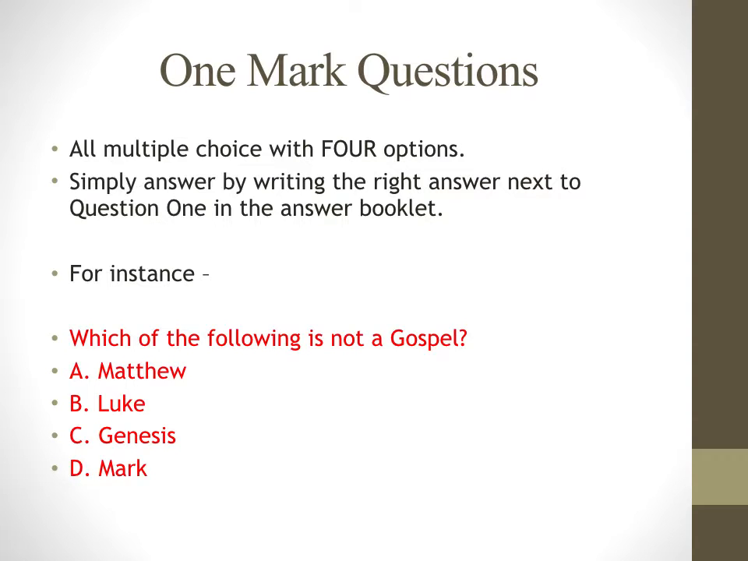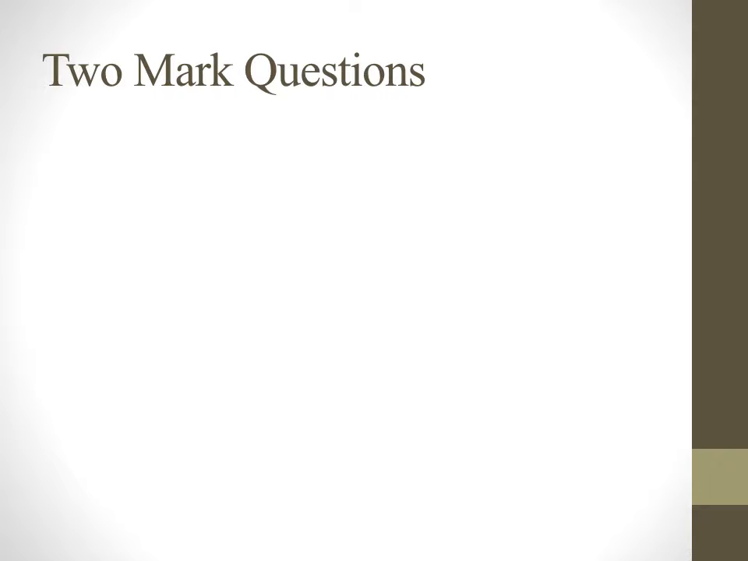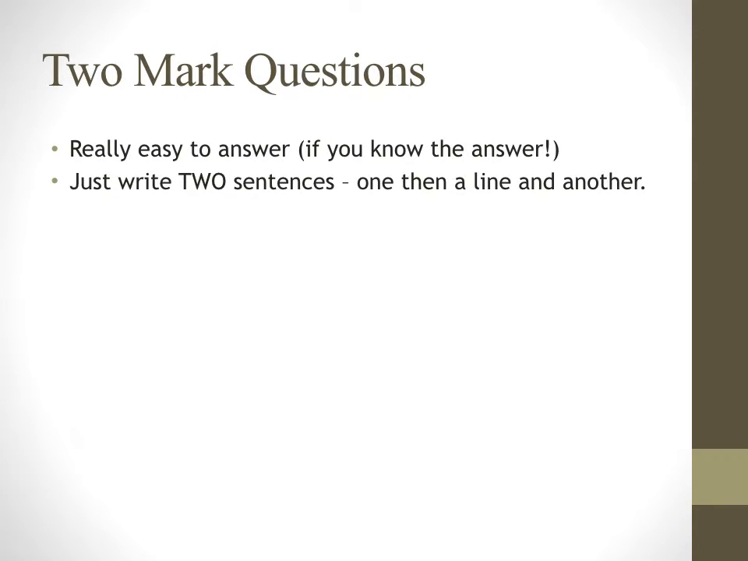2 mark questions, or B questions, are also fairly straightforward, and they're easy to answer if you've done revision. All you need to do is write 2 sentences. Write the first sentence and then write the next one. If your writing's messy or you like things to be clear for the examiner, you could leave a line in between each sentence. It doesn't matter, but I do believe it's sensible to actually write both sentences on 2 separate lines.